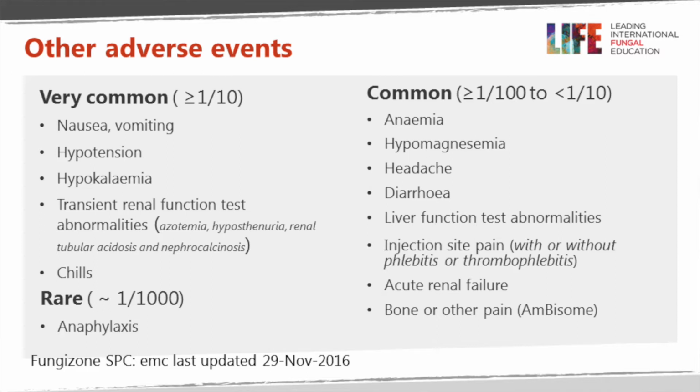The other adverse effects that can be seen with Amphotericin B are listed on this slide. Patients commonly experience GI symptoms such as nausea and vomiting. They do have electrolyte abnormalities, often hyperkalemia, and they can have problems with their renal function, and that's why it's very important that we monitor those.